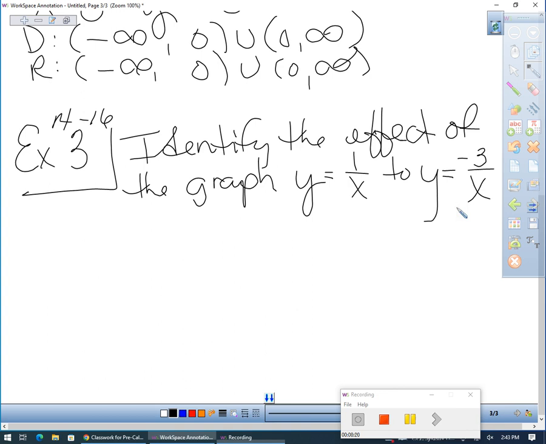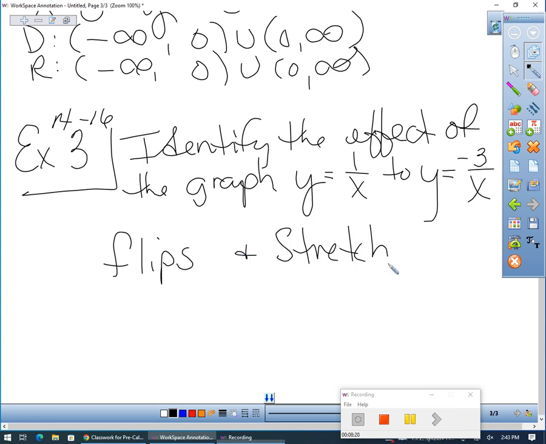What's it doing? So what does that negative tell us to do? Flips. And then when we go from 1 to 3, what does that tell us we're doing? Stretch 3. All you've got to do for those couple problems. Easy, I agree.